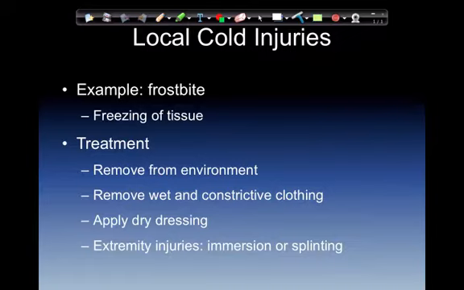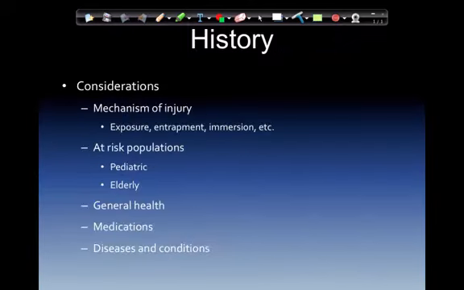Treatment: remove from the environment, remove wet and constricted clothing, apply dry dressing in extremity injuries, and immersion. Immerse the affected limb. The affected extremity is gradually immersed in tepid water, and this is something we generally don't initiate in the back of the ambulance. And then splinting is used if immersion rewarming is not available, and that would generally be our best method of doing things.